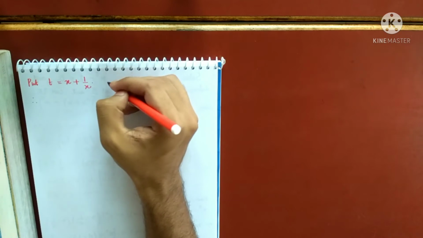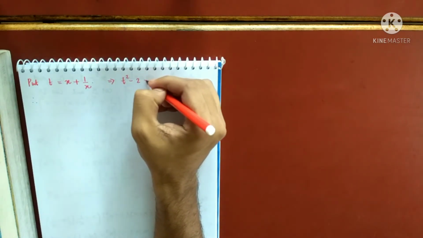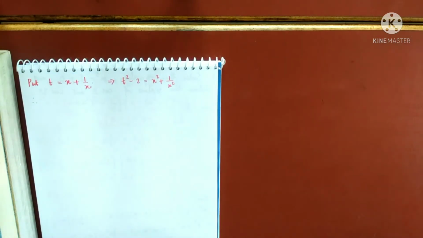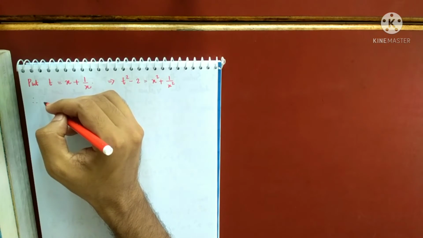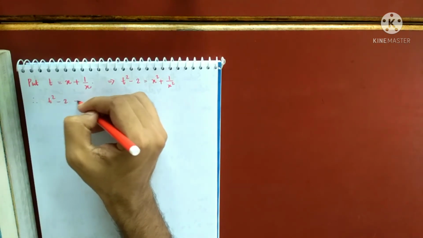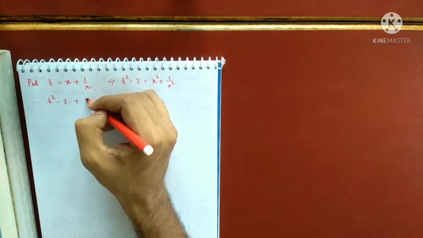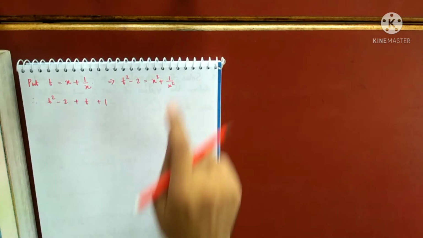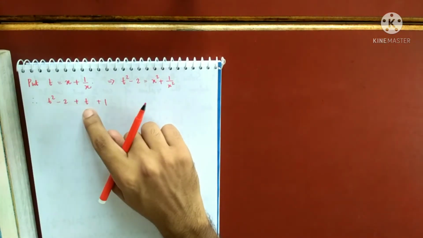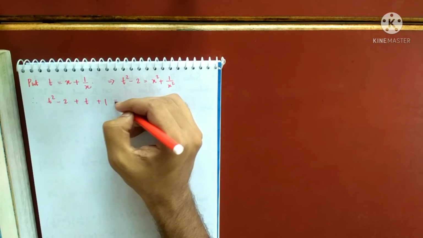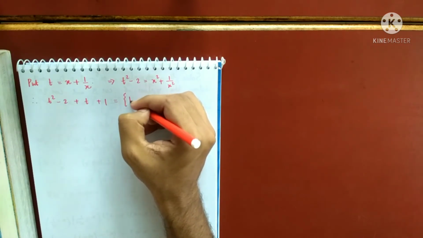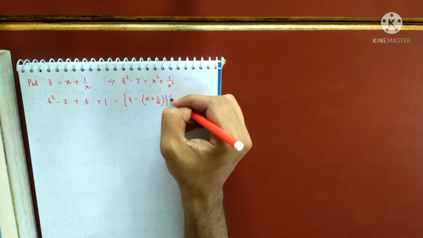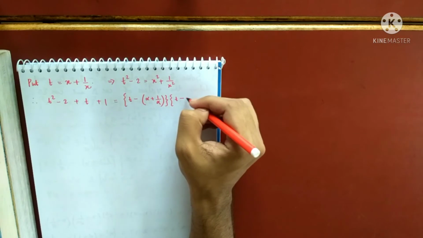Therefore this will imply t square minus 2 is x square plus 1 by x square. That is very simple. You square both sides and get this. The left hand side was x square plus 1 by x square, that is t square minus 2, plus x plus 1 by x, that was t, and then plus 1, right? So x square plus 1 by x square is t square minus 2, x plus 1 by x is t, and then plus 1, and right hand side will become t minus alpha plus 1 by alpha, and the second term will become this.